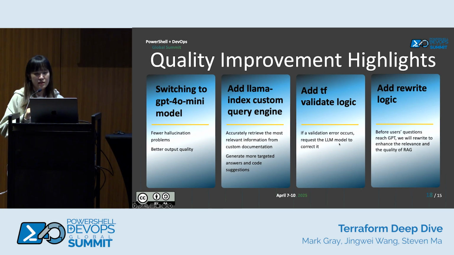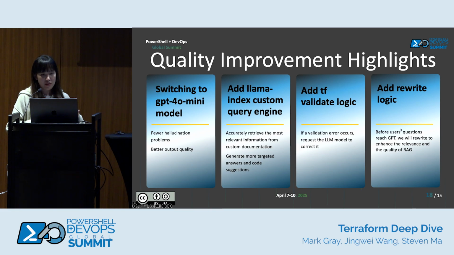And the third thing is that we have added Terraform validation logic to the whole process. For instance, if we identify a validation error during the process, we reach out to the large language model to make modifications and run the Terraform validation again, until the answers reach the end customers, so that we make sure all the answers have passed the TF validation logic.